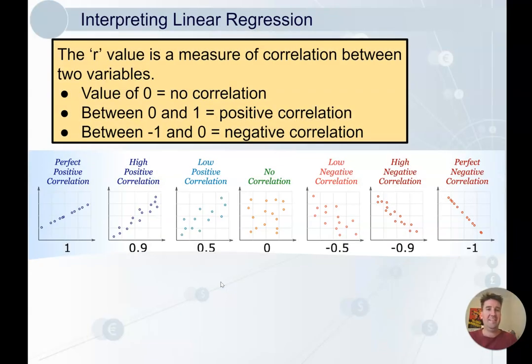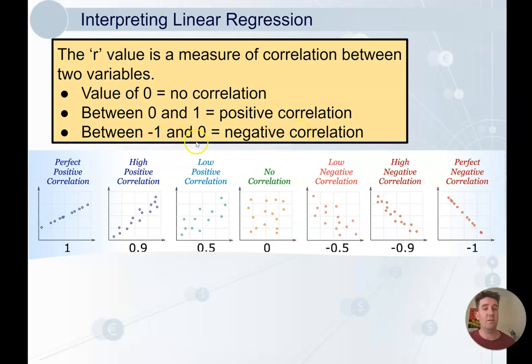So sometimes we split things up into portions like that. Now, interpreting linear regression. I'm not sure how we're going to see this, but it could come up. There are a few things that we really need to be sure of here. The R value, we might come to see this. It's a measure of correlation between two variables. If there's a value of zero, no correlation. They're not correlated. Between zero and one is a positive correlation, so as one increases, the other increases.